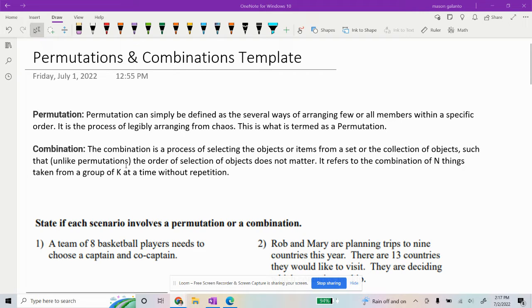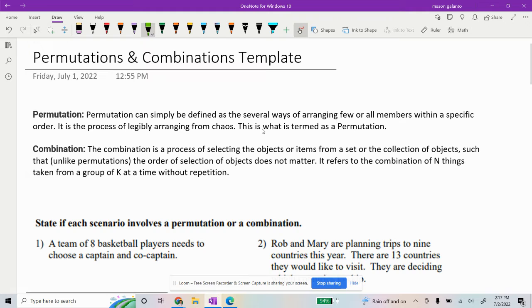And a combination. These two terms tend to be confused, but I will break this down in a second. Combinations, or the combination, is a process of selecting the objects or items from a set of the collection of objects, such that, unlike permutations, the order of the selection of objects does not matter. It refers to the combination of n things taken from a group of k at a time without repetition.